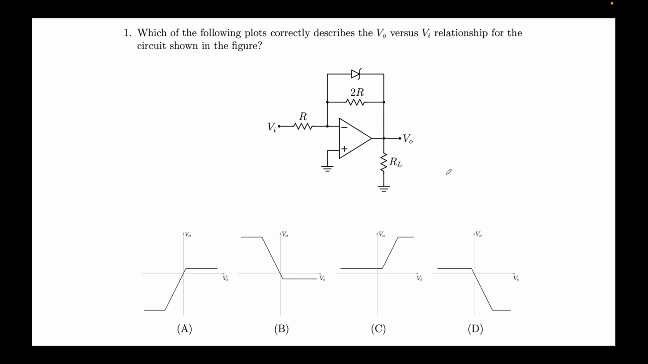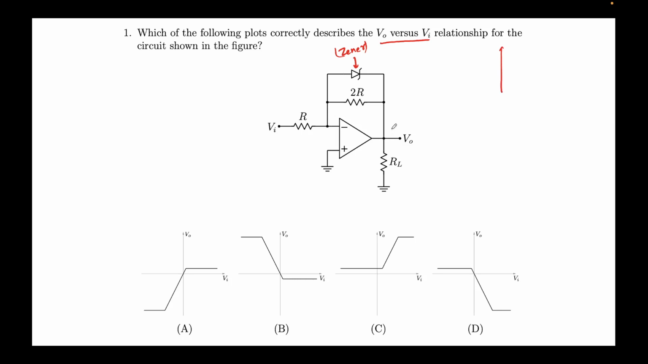The first problem that we have today asks which of the following plots correctly describes the relationship between V out versus Vi, output voltage noted here, input voltage noted here, for the circuit shown in the figure. So this is the circuit that we have. If you identify, this is a Zener diode. So this is the diagram, and you can see that.